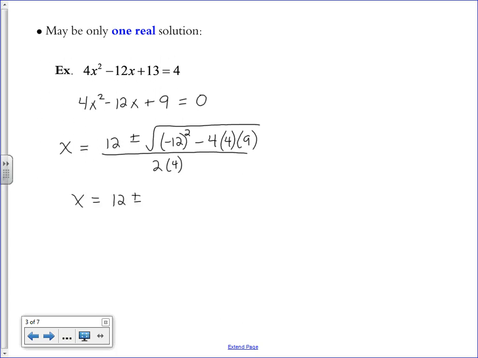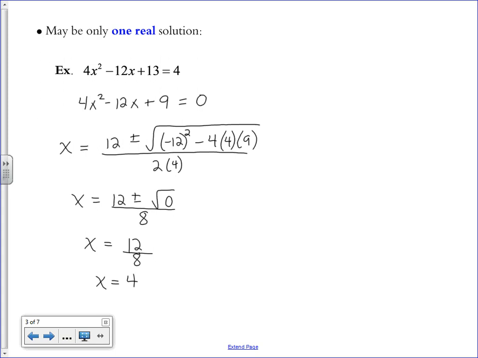Simplifying what's under the square root, we have negative 12 squared, which is 144, minus 16 times 9, which is 144 as well. And 144 minus 144 is 0. And then simplify the denominator, 2 times 4 is 8. Well, the square root of 0 is 0, because 0 times 0 gives you 0. And so 12, whether you add 0 to it or subtract 0 from it, so 12 plus or minus 0 still just gives you 12 over 8. And so because the plus and minus dropped out since it was with the 0, there really is only one solution to this equation.